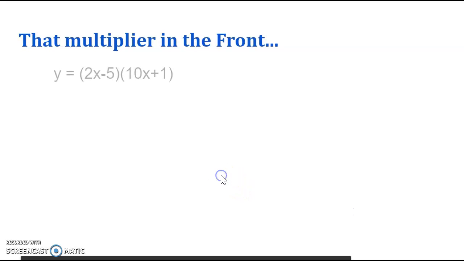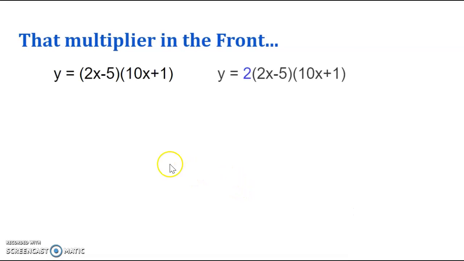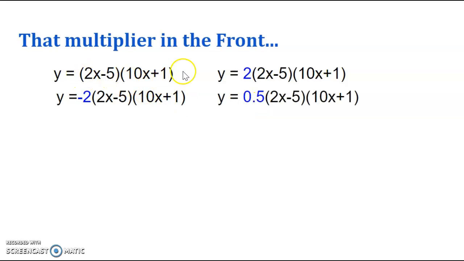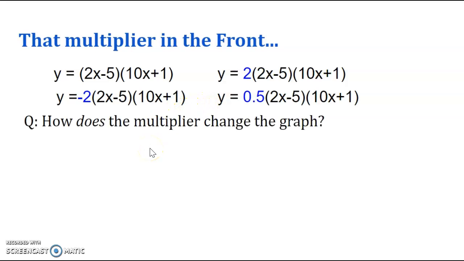But what about the multiplier in the front? If you have y is equal to 2x minus 5 multiplied by 10x plus 1, what if there is a 2 in front, or negative 2 for that matter, or 0.5? The factors are exactly the same, but there is some number being multiplied. Those are called the multiplier. How does the multiplier change the graph?